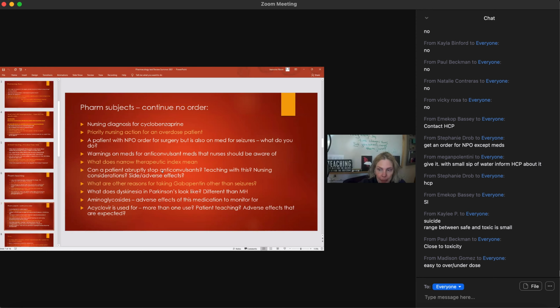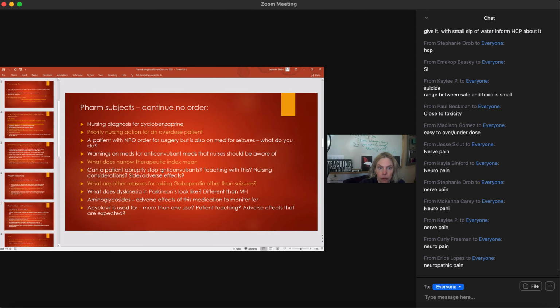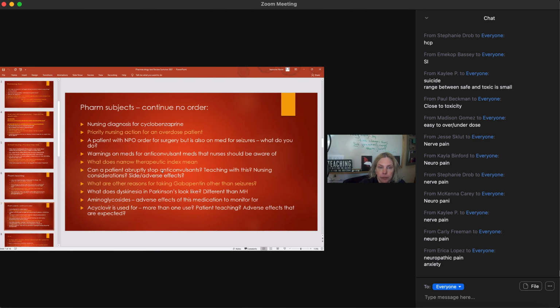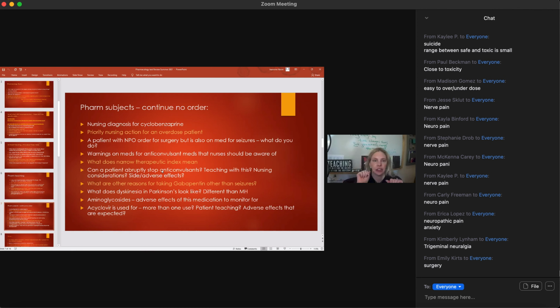We all know what gabapentin is normally used for, right? With this, what else do we use it for other than seizures? Nerve pain, anxiety, okay. Neurology, yep. Parkinson's, dyskinesia. Do you use insurance, right?